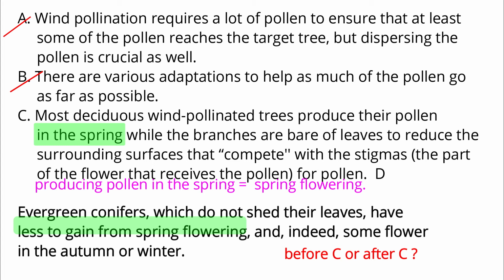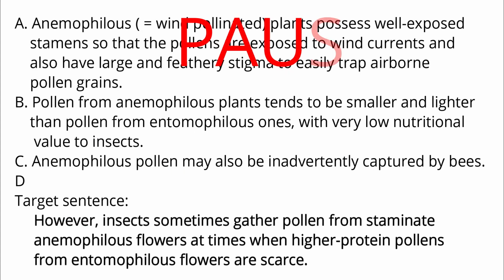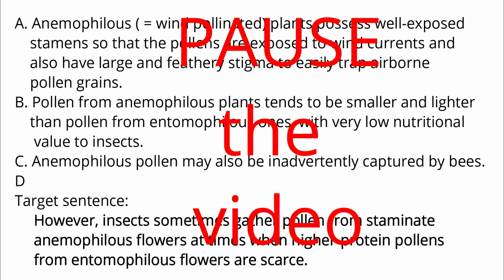C says spring flowering is advantageous for deciduous wind-pollinated trees. So, deciduous wind-pollinated trees have more to gain from spring flowering than evergreen conifers do. Since we are looking for a sentence that talks about more to gain from spring flowering, which is C, the target sentence should come after C. Answer: D. Question 2. Pause the video and try to answer by yourself.